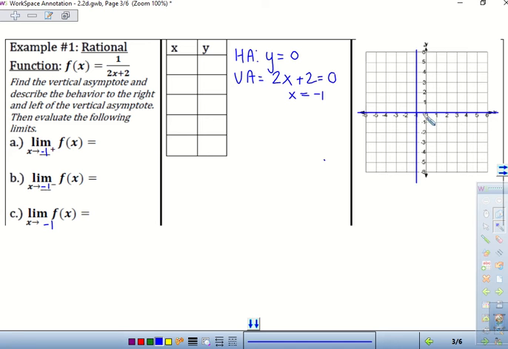The first thing you want to do is plug in points that are really, really close to the left side and really, really close to the right side of the vertical asymptote. So the first value I'm going to start with, and this table will not be in chronological order, by the way. This is just more of a scratch table for you to get the information you need.